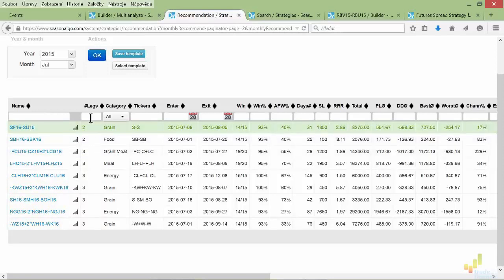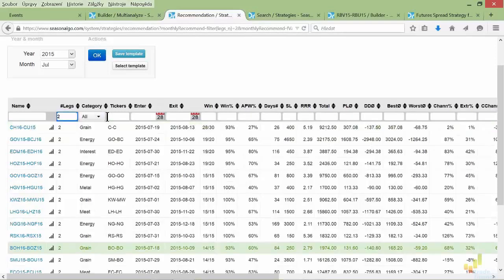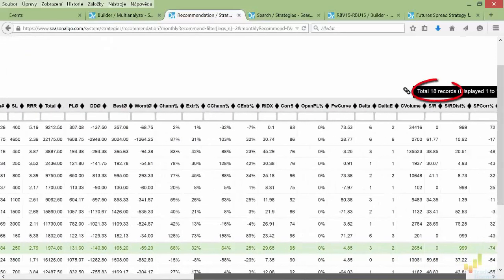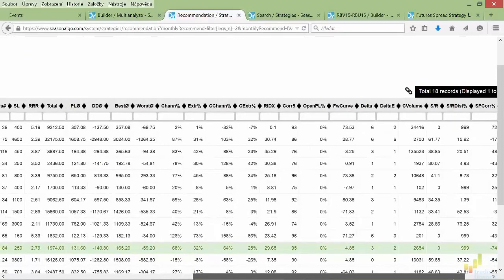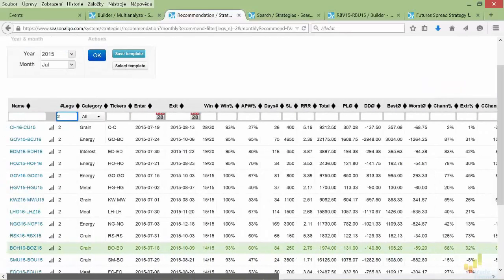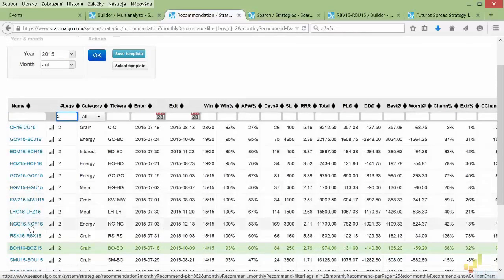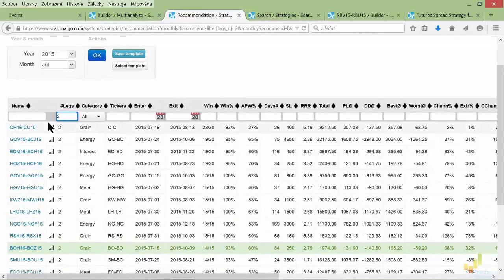So if we wanted to look for the spreads that we are talking about today, we could just filter the two-leg spreads, and we would get 18 records of the two-leg commodity spreads. These are the spreads recommended by SeasonAlgo for July. And here we have the beginning and the end of the trading window, and all this information that we would need to check very carefully.